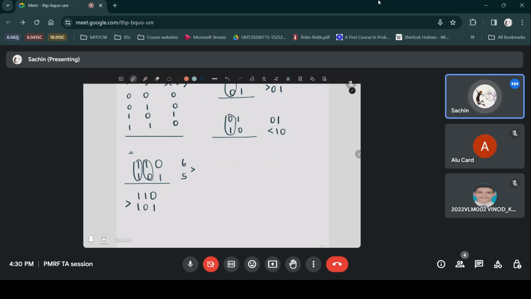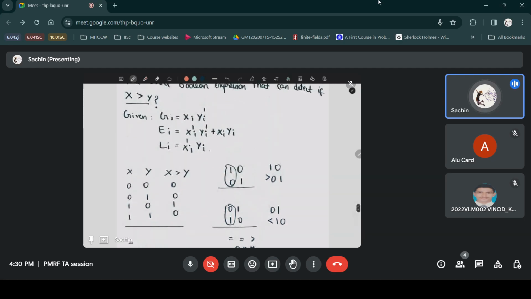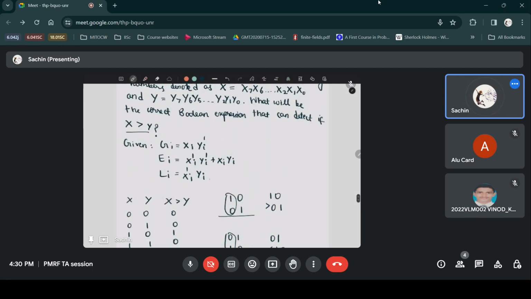So if you had to check numbers 111 and 110, then we check the MSB, both are equal. We check the bit next to the MSB, to the right of the MSB, those are also equal. Then we move one position to the right again. We check these two bits and we see that 1 is greater than 0. So we can conclude that 111 is greater than 110. So that is how magnitude comparison happens.